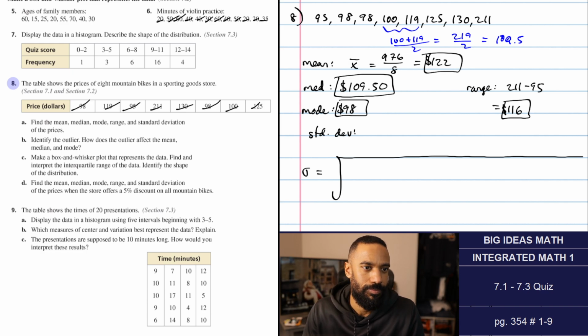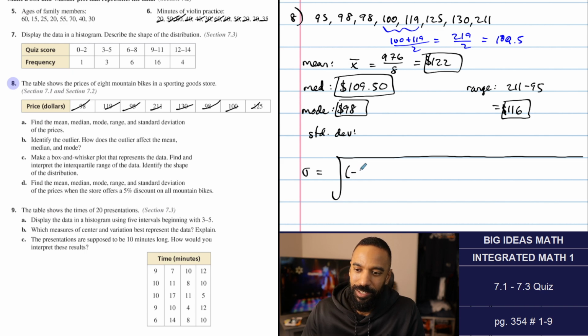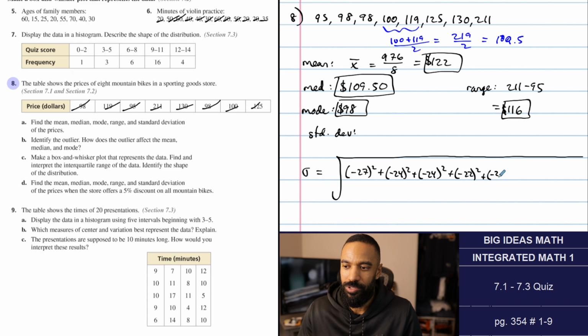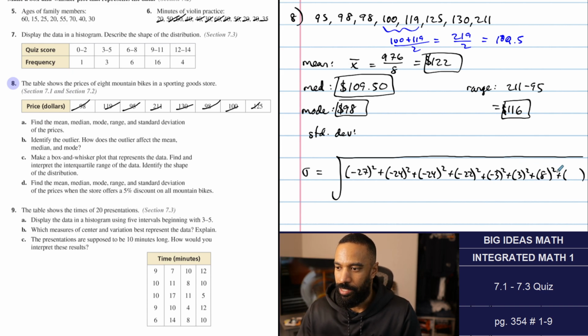95 minus 122 is negative 27. 98 minus 122 is negative 24. 100 minus 122 is negative 22. 119 minus 122 is negative 3. 125 minus 122 is 3. 130 minus 122 is 8. 211 minus 122 is, I got to think about it, 89. Oh, wow. All right, and use the calculator for that.